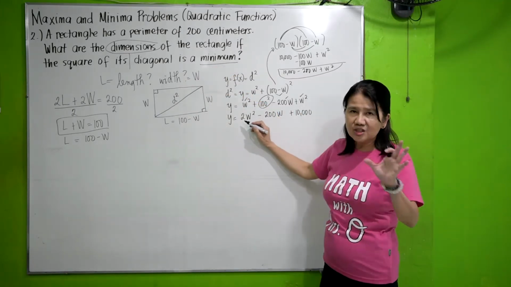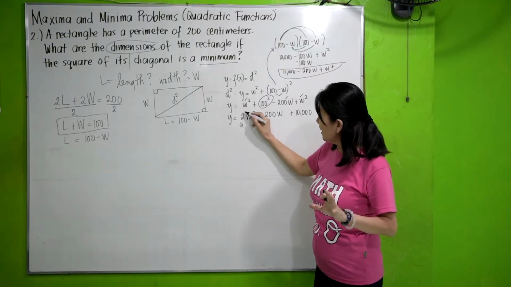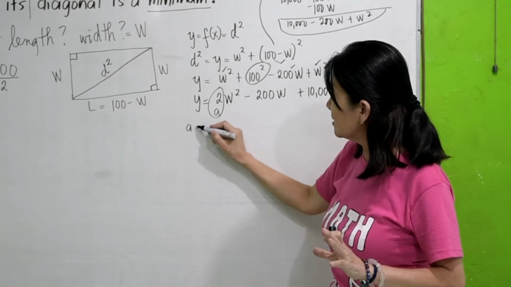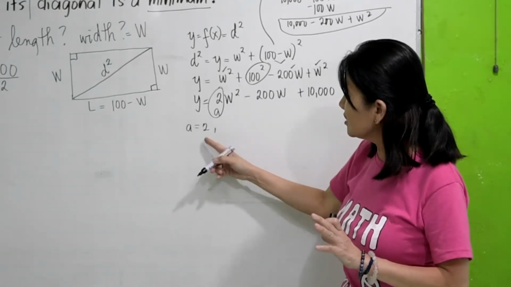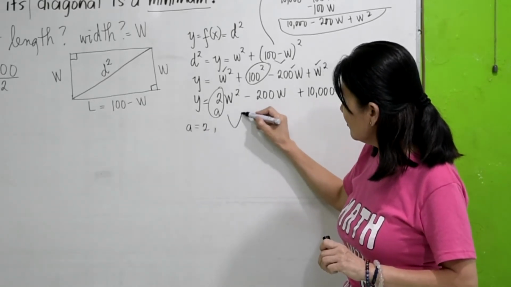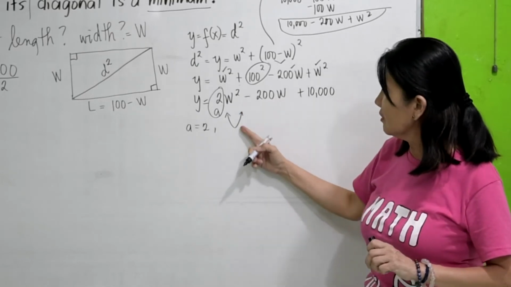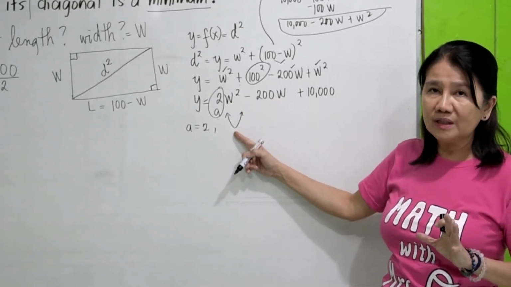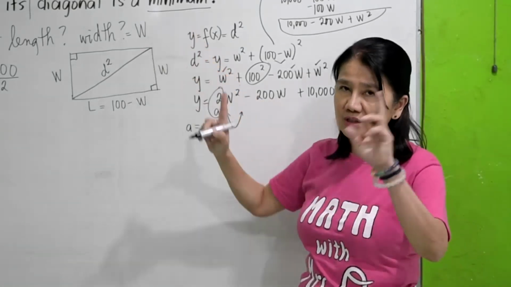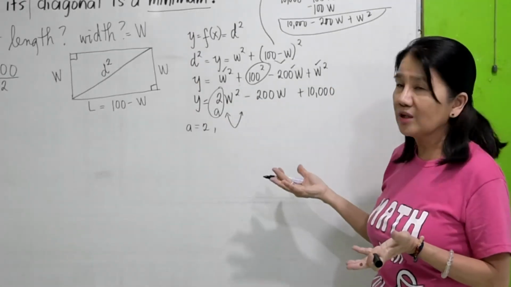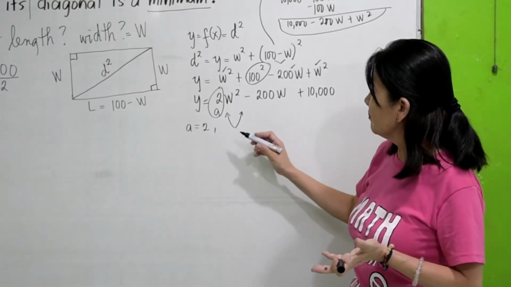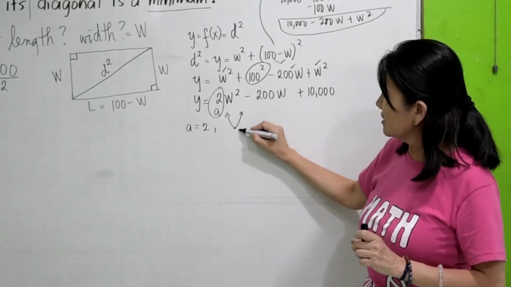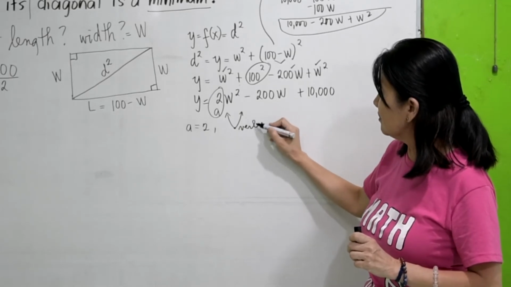So let's just check. The value of a is positive 2. We know that when the value of a is positive, the graph of the parabola of the quadratic function opens upward. So we have a minimum. So that's the first checking. So our equation is correct. Now, the minimum occurs at the vertex. The minimum occurs at the vertex.